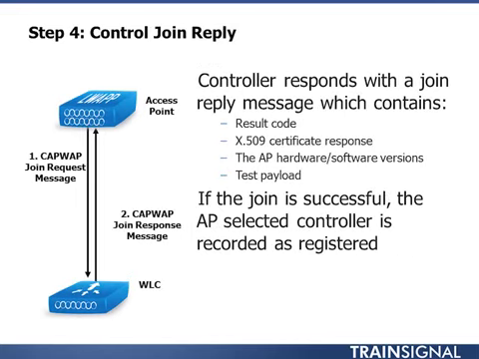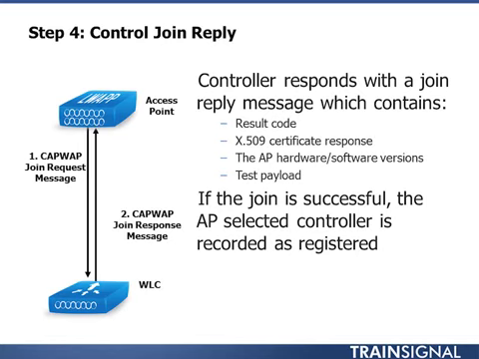Now, once the access point has sent in the request, the controller will respond with a join reply or join response message. And this message first of all contains the result code, and the result code will tell you whether this was successful or has failed. If it's failed, what it needs to do is go on and try another controller, and it will keep trying until it finally goes ahead and registers.